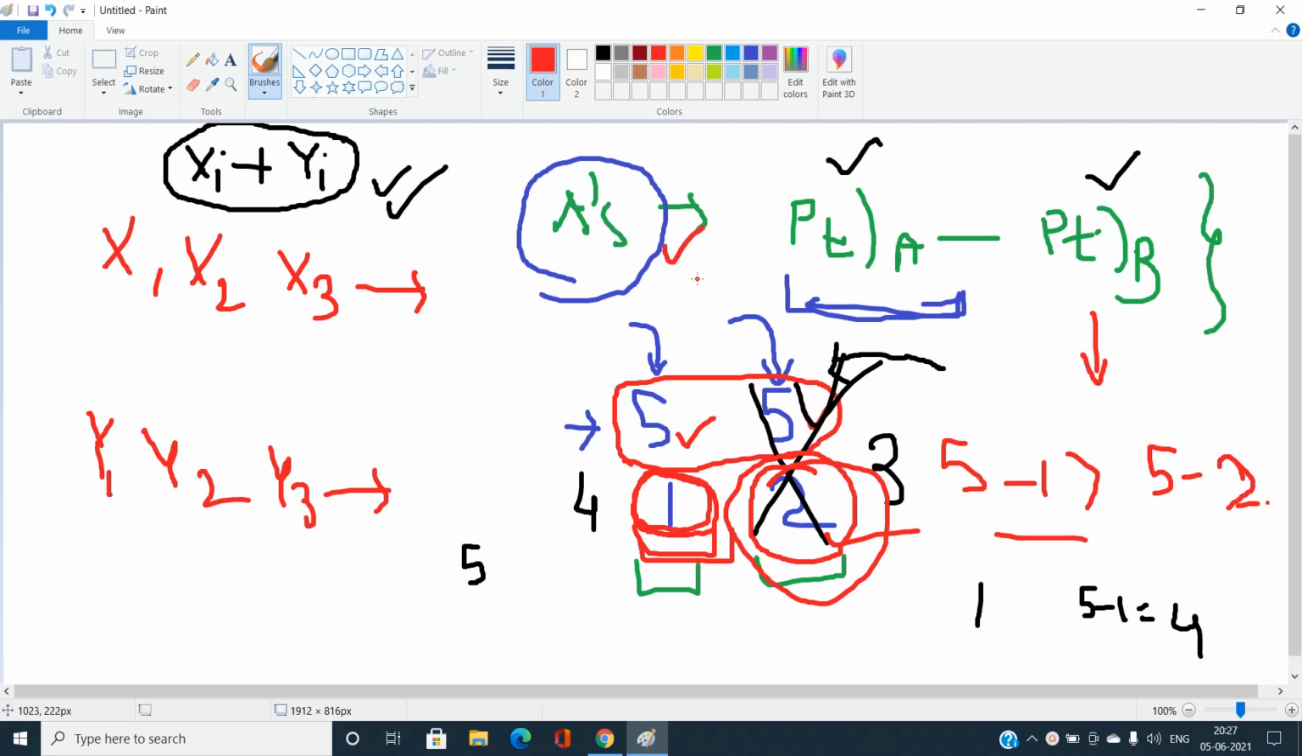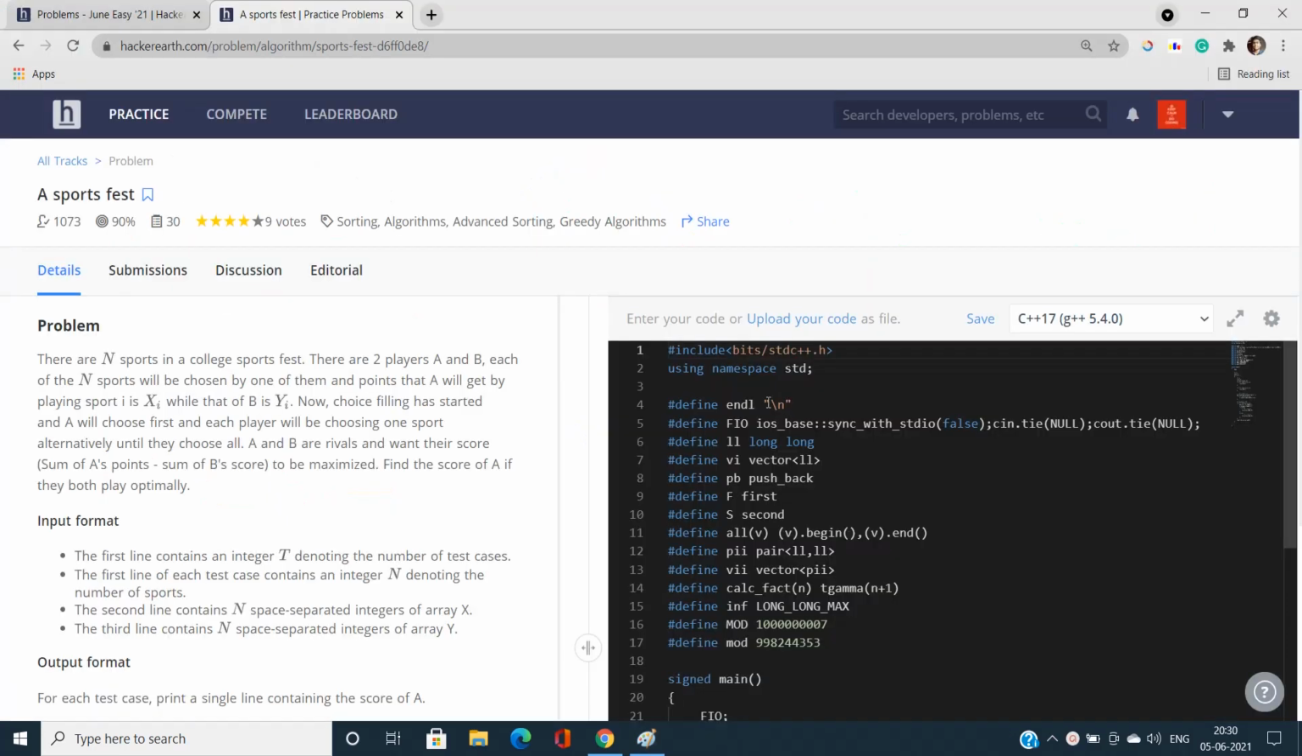So it means that we have to sort on the basis of this condition. How this is going to help us in finding out the answer, let's move further into the coding part to understand in detail. Okay, so here is the code.